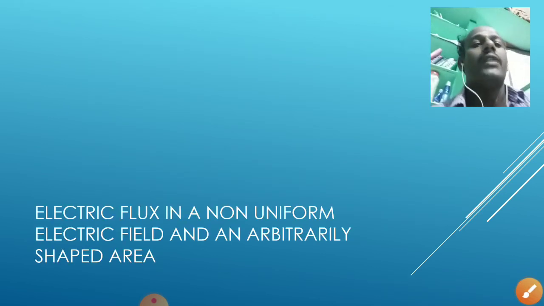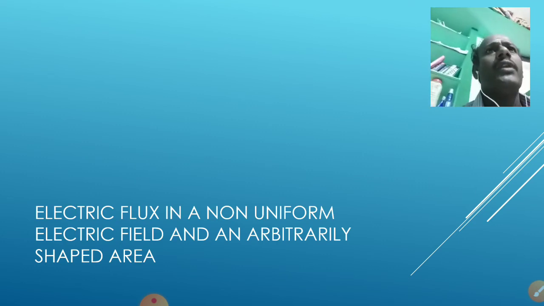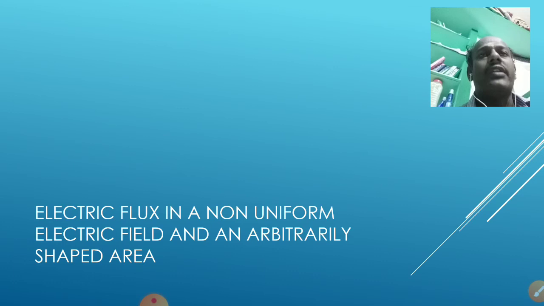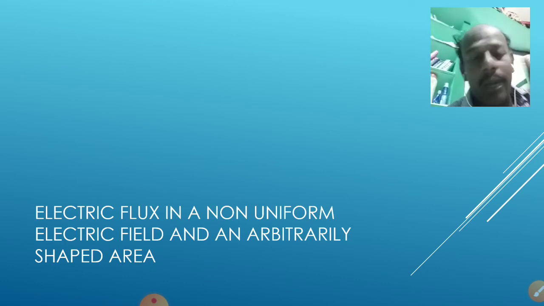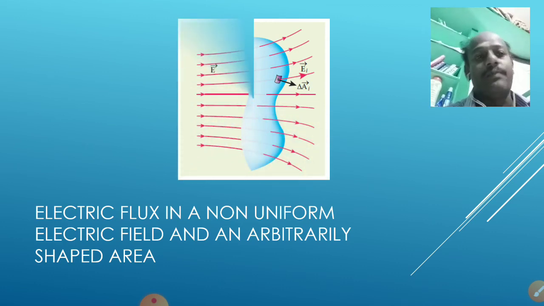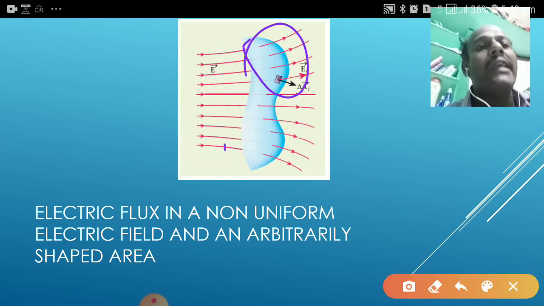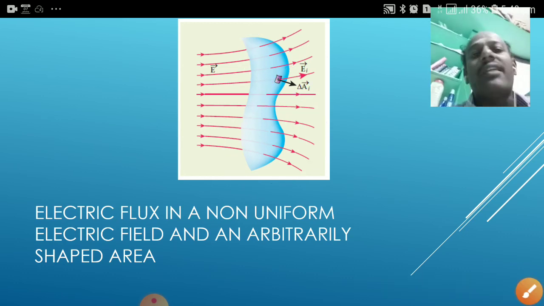Now, the electric flux in a non-uniform electric field and an arbitrary shaped area. In the previous slide I told you what the electric flux will be for a uniform electric field and a regular shape. Sometimes we can have different shapes, for example spherical, a square or a rectangle somewhere. In that case, how can I measure it? Look at the picture here. This is an indefinite shape. Here we have three different shapes. How can I measure the electric flux?